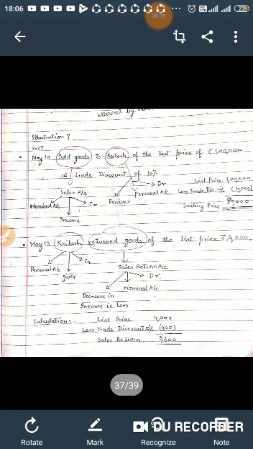The first transaction was on May 10, 2017: sold goods to Kailash of the list price of rupees 1 lakh. If you analyze this transaction, it is a credit sale because cash is not mentioned anywhere in it. Sold goods to Kailash of the list price of rupees 1 lakh at a trade discount of 10%. So two accounts are involved. Sales account is involved and at the same time Kailash is involved.